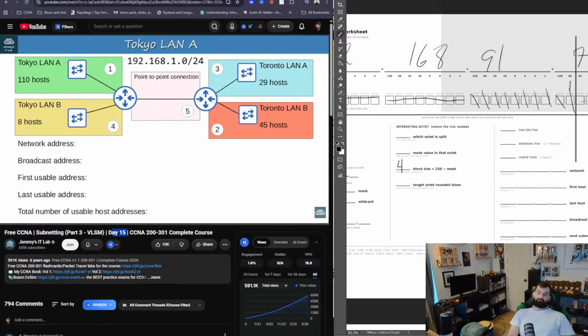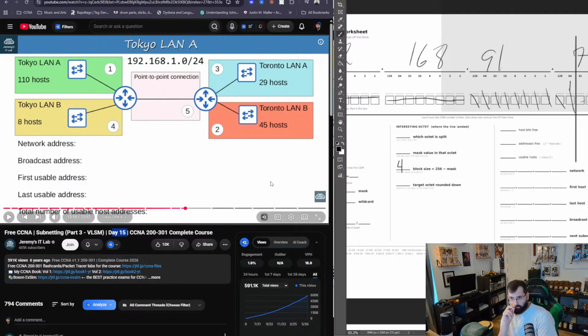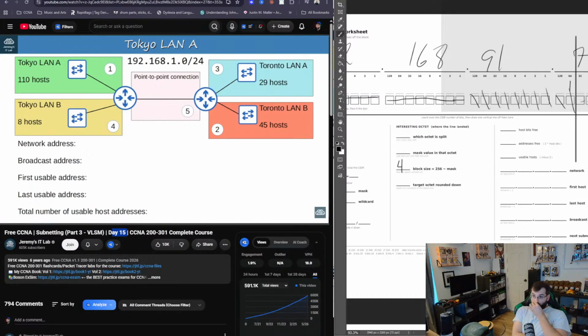So let's do Tokyo LAN A. I want you to pause the video and figure out these 5 values by yourself. Network address, broadcast address, first usable, last usable address, and total number of usable host addresses. We've done lots of practice for this, so I know you can do it by yourself. Pause the video now to find the answers. Okay, let's check out the answers.